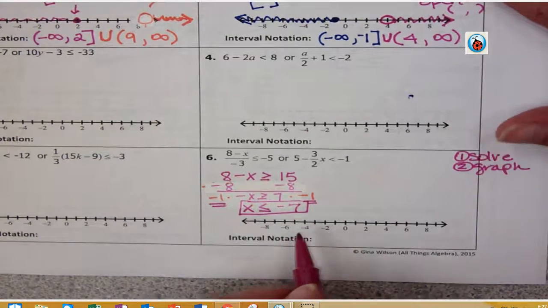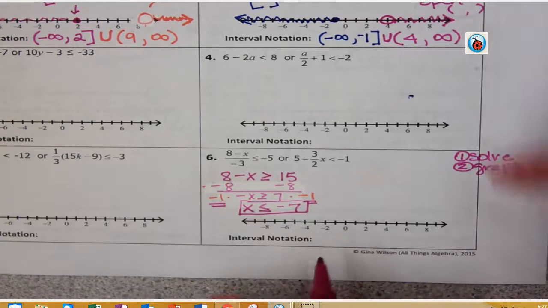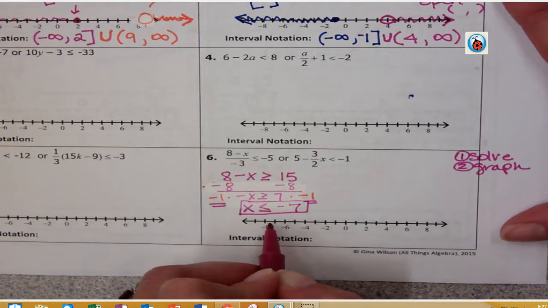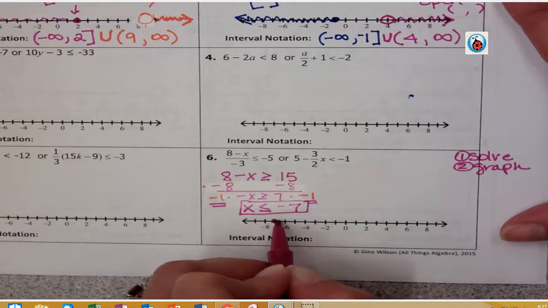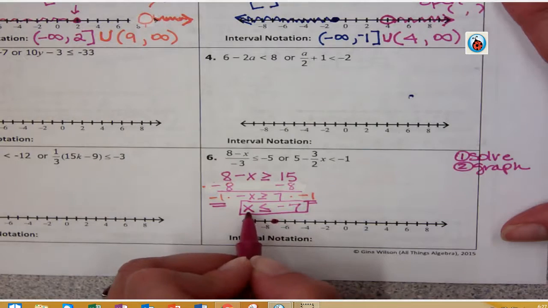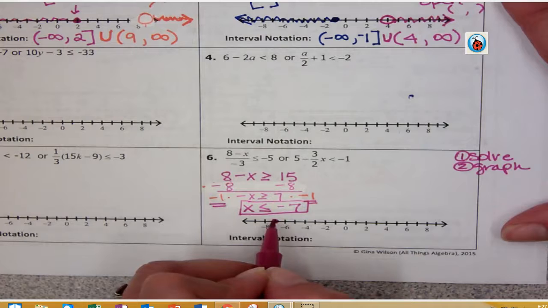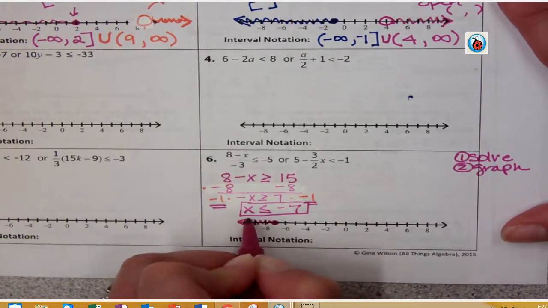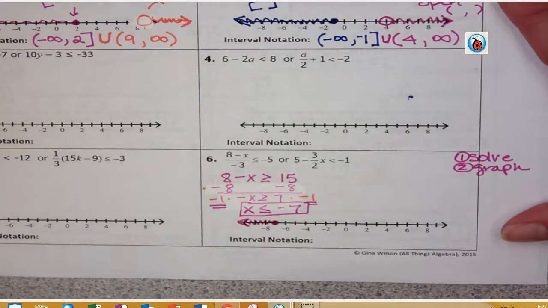Okay, so then to graph it, so we've solved it. Now we're going to graph it. We're going to go up to our number line. We're going to go to negative 7. We're going to put a closed dot because there is a greater than or equal to or less than or equal to, and it's all the numbers less than that 7. So I'm going to highlight this way. This next problem, so that was this problem.